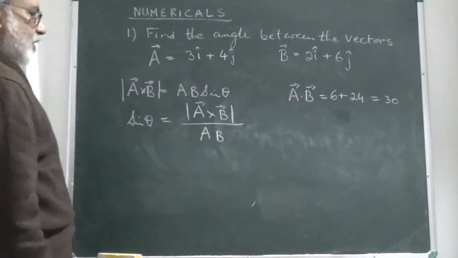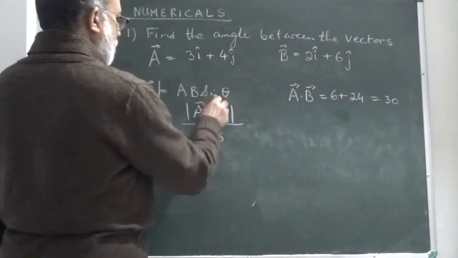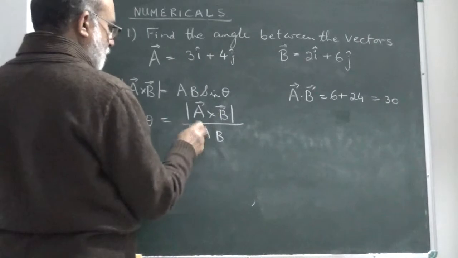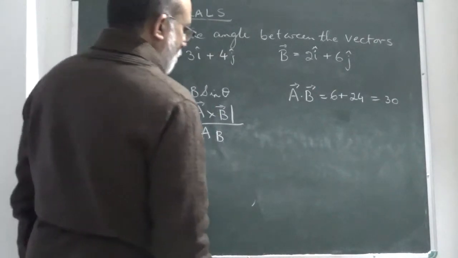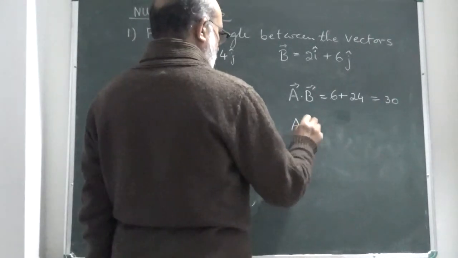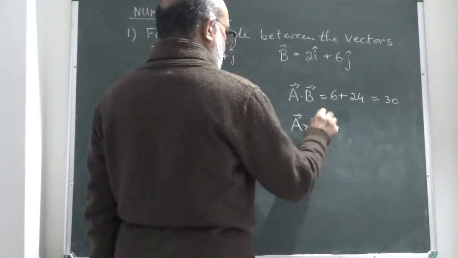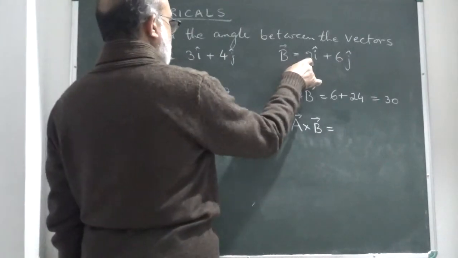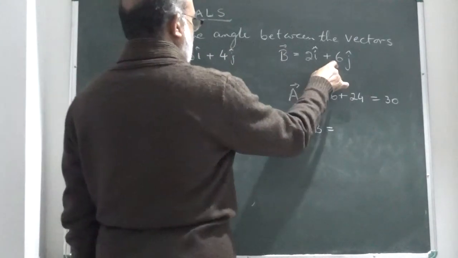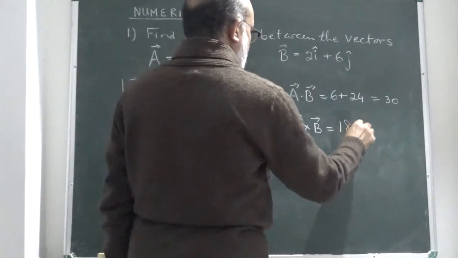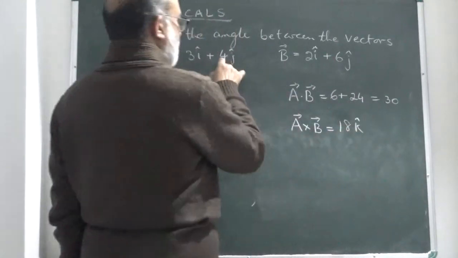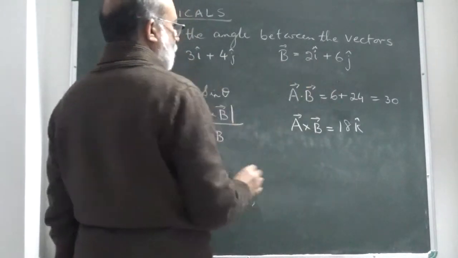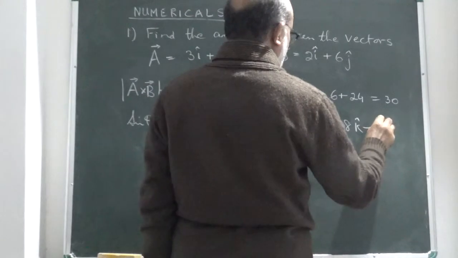So since we have to take the angle between the vectors, we take only the magnitudes of this. So sine theta is equal to a cross b by ab, and a cross b, which we have already done: i cross i is 0, i cross j is k, so it is 18 k, j cross i, 0, j cross j, is 24 minus 20.